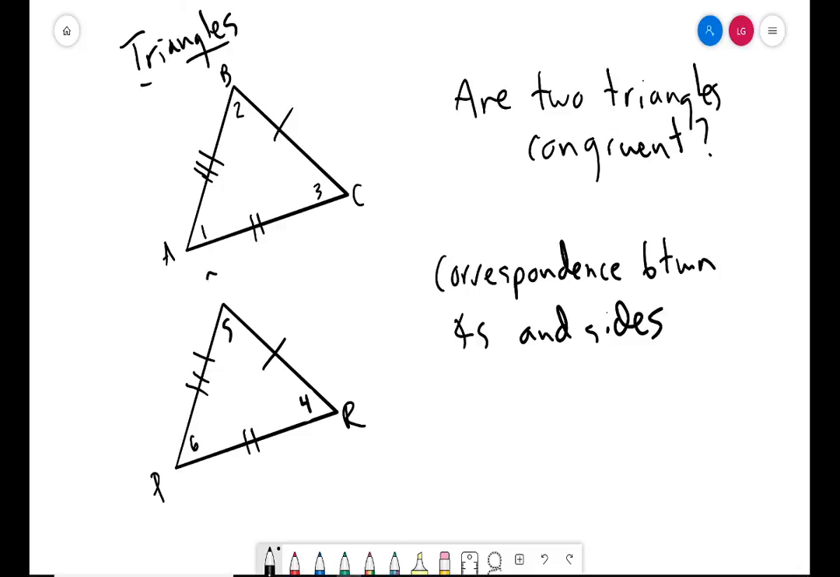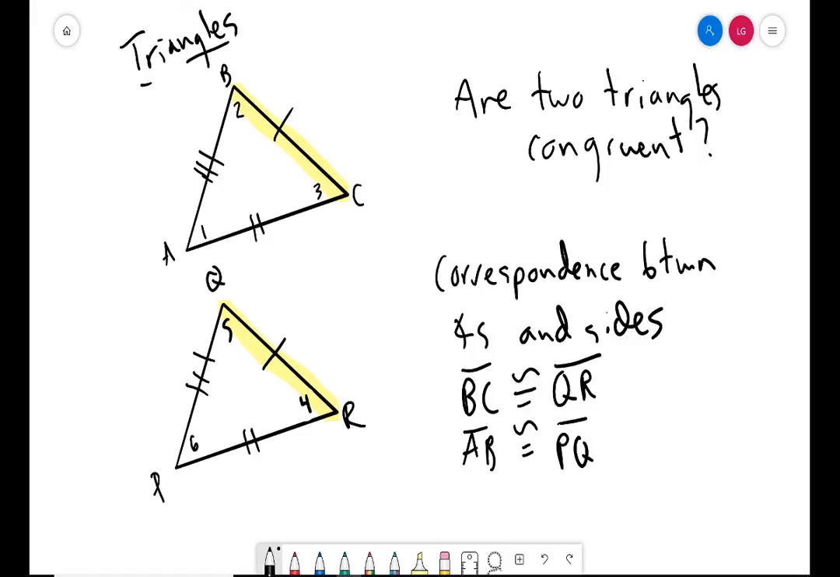So for example, side BC is entirely congruent to side QR. If I could snap this edge, BC, off and pull it down here, it could lay right on top of QR and be exactly the same size and exactly the same orientation. So those two, we also need this and this.